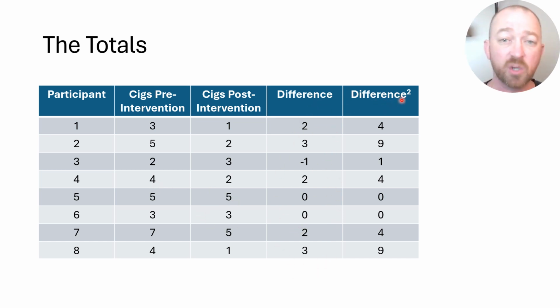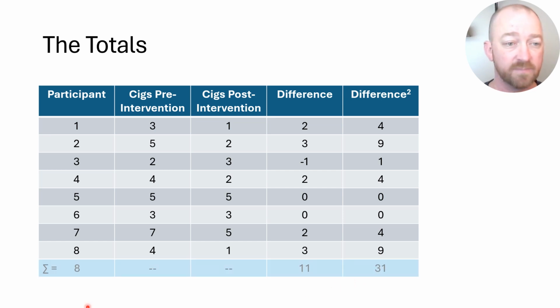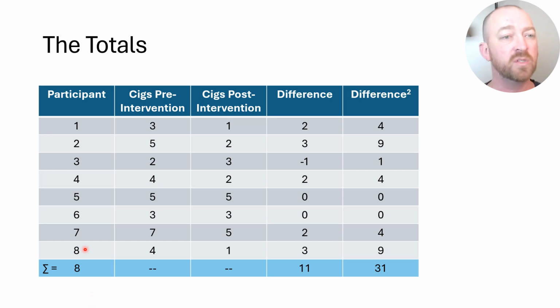Then what I do is I square that difference. You'll recall that the equation said we are going to need to square each difference and then sum up those squares. So I square each difference. 2 squared is 4, 3 squared is 9, -1 squared is +1, and so on. So I've squared all of those. Now I also need to get the sums. So I'm going to put in this bottom row to give me the sums.